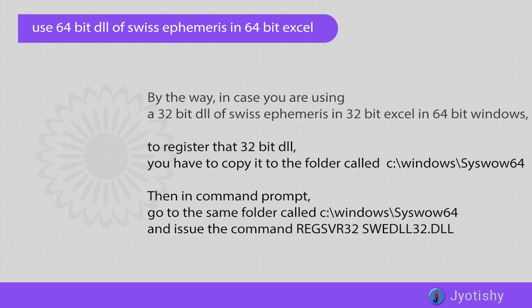And then you need to register it. In the command prompt, you go to the same C:\Windows\SysWOW64 folder, and then say regsvr32 and give the DLL name, swedll32.dll. That should register the 32-bit DLL.